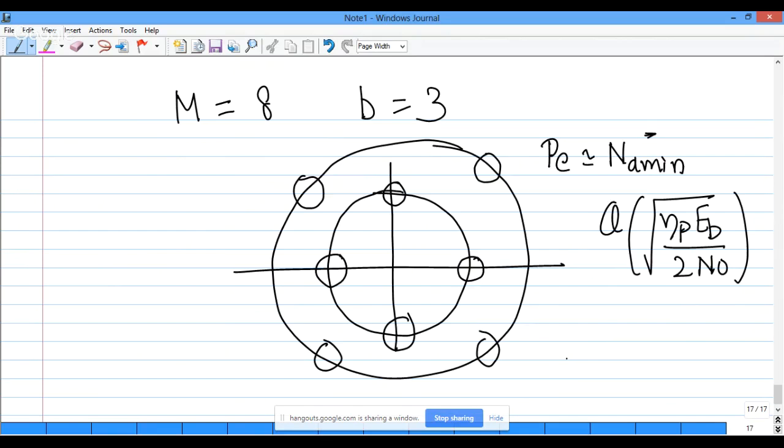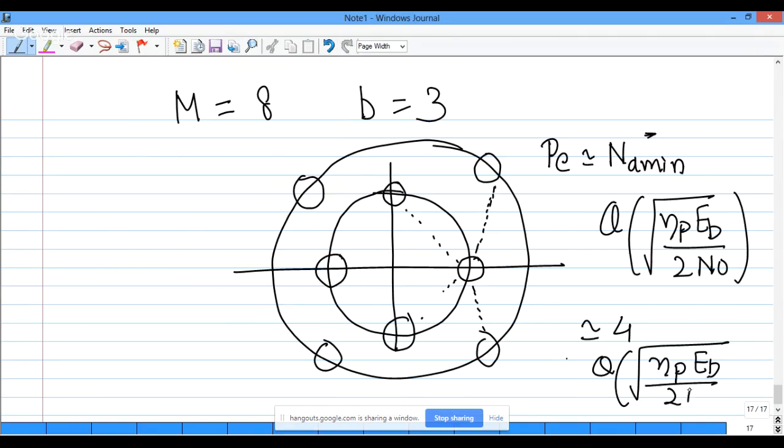The number of nearest neighbors in this case is simple. If I concentrate on this signal, it can be a neighbor with this, this, this, and this. So the number of nearest neighbors in this case is 4. Then what remains to be found is this eta_p.